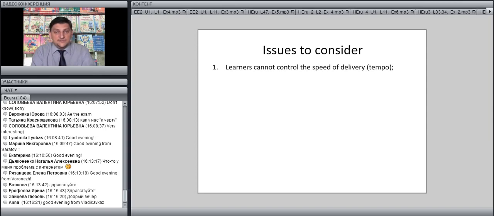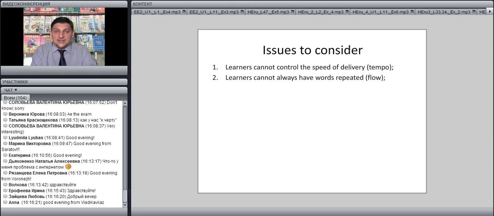If somebody speaks too fast, a learner, even an experienced listener, will have problems trying to understand what is being said, even in the native language. Learners cannot always have words repeated. They cannot always interrupt the flow of the conversation.